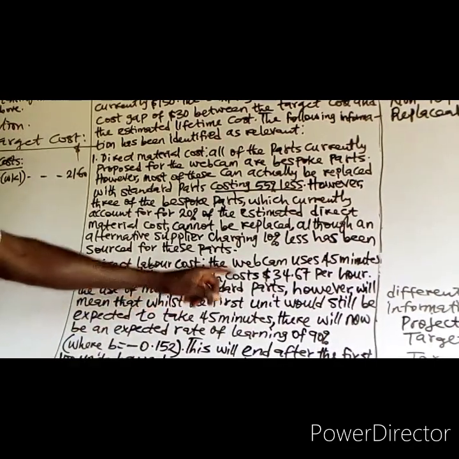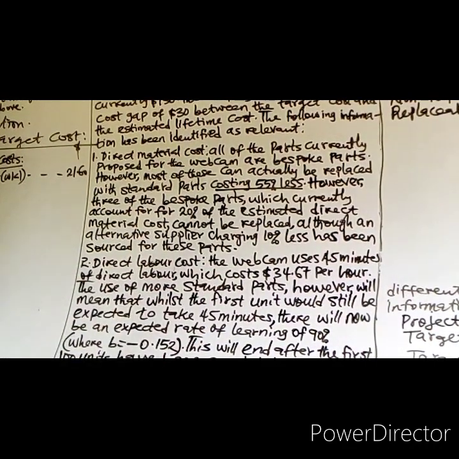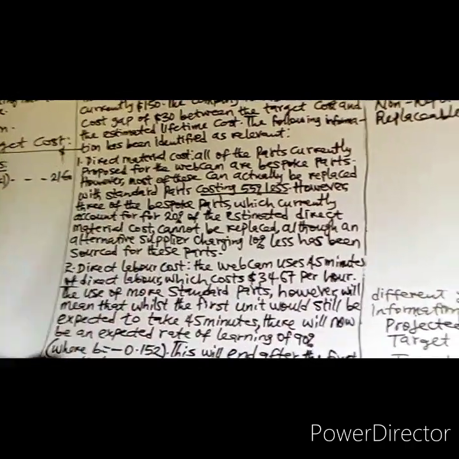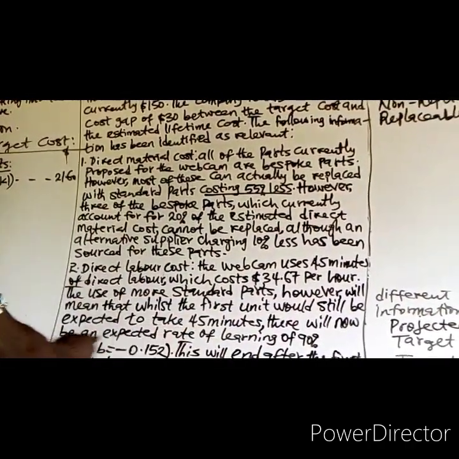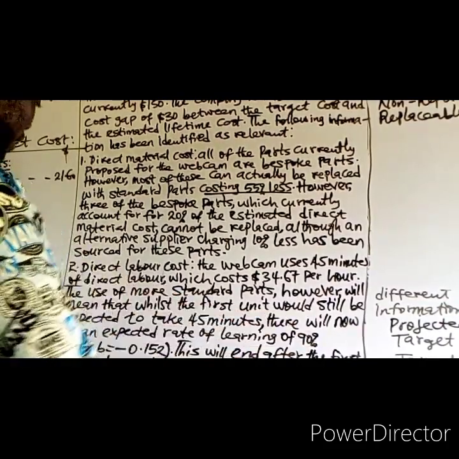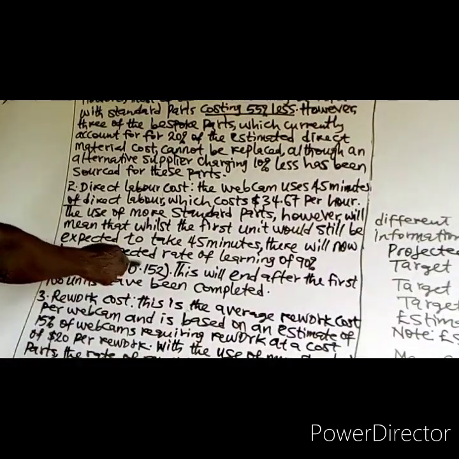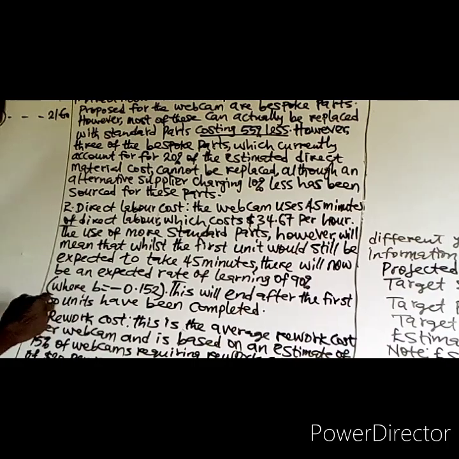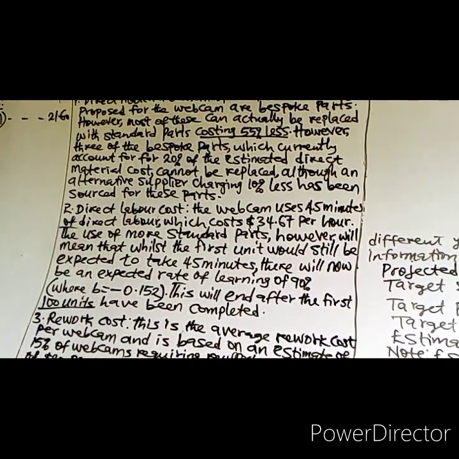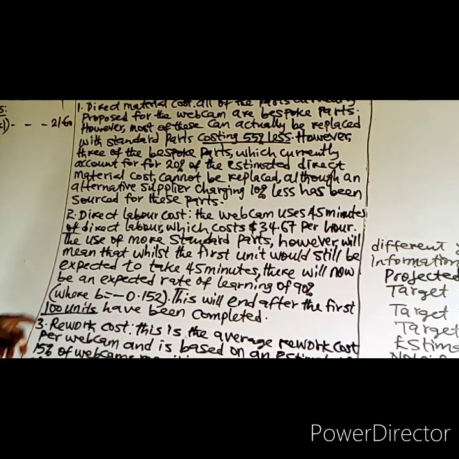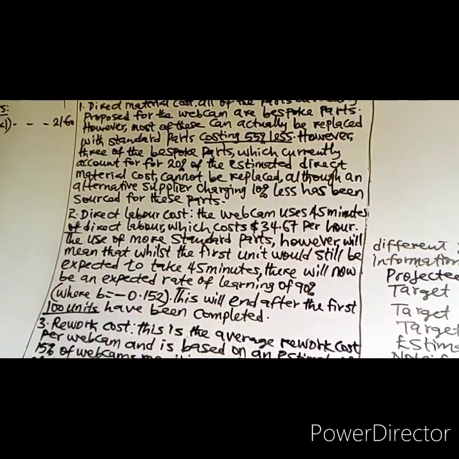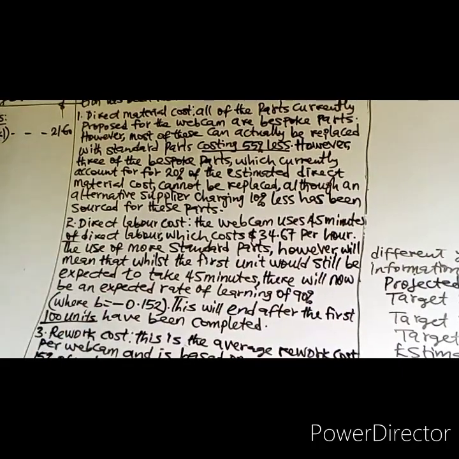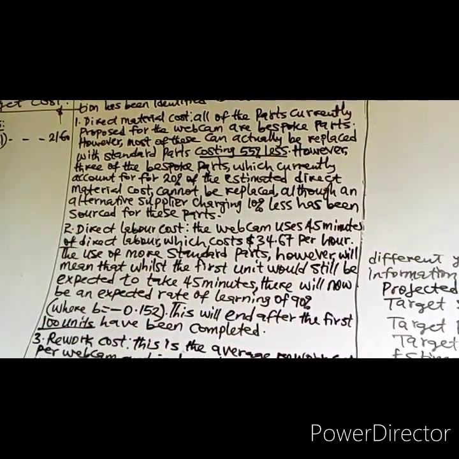The use of more standard parts, however, will mean that while the first unit will still be expected to take 45 minutes, there will now be an expected rate of learning of 90%, where b equals minus 0.152. The learning process will end after the first 100 units have been completed. So this note 2 requires knowledge of the learning curve. For better understanding, I advise you to watch my lecture on the learning curve.